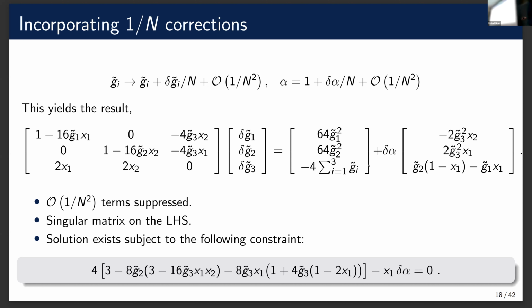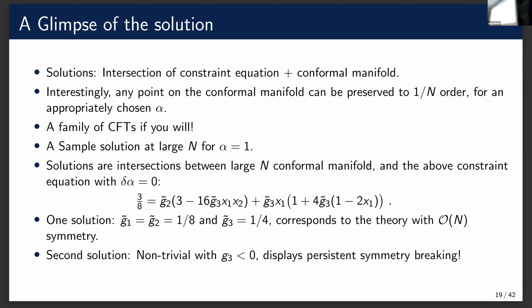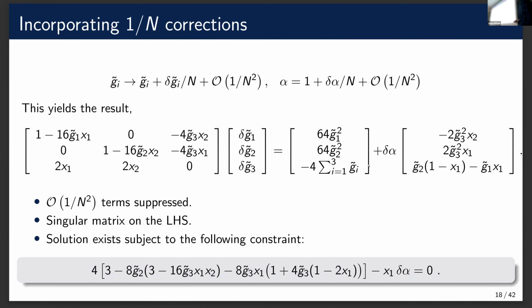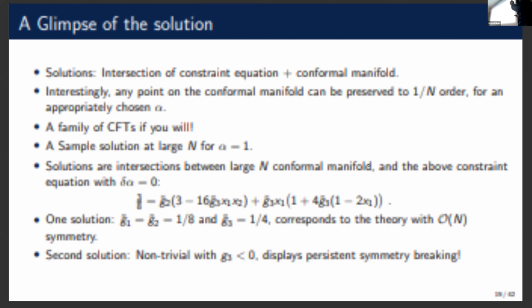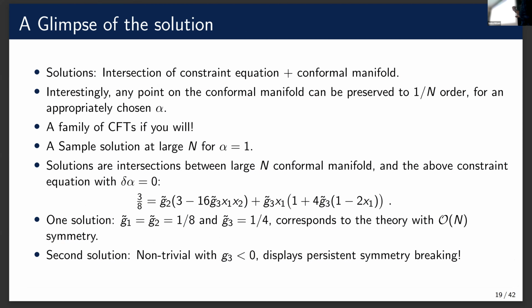So now the solutions can be found by just considering an intersection of the constraint equation in the last slide, this one, with the conformal manifold, which was found 2 slides before. But the interesting point is that this constraint equation doesn't just depend on the G3s and the x's. It also depends on this alpha, which is a free parameter. The alpha depended on the ratio of the dimensions of phi1 and phi2. So you can play around with this ratio, and you can choose which point you want on the conformal manifold to survive. I can give you a diagram which makes it clearer in the next slide. What I mean to say is you can tune alpha and choose which points you want to survive at the 1 over n level.